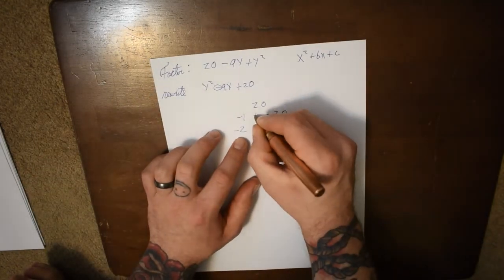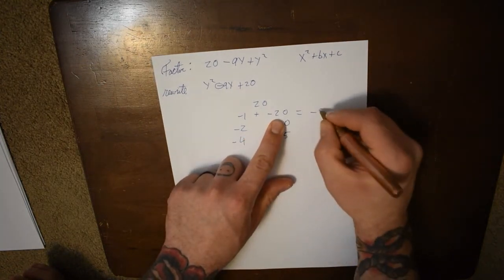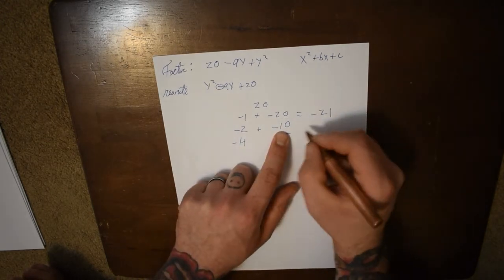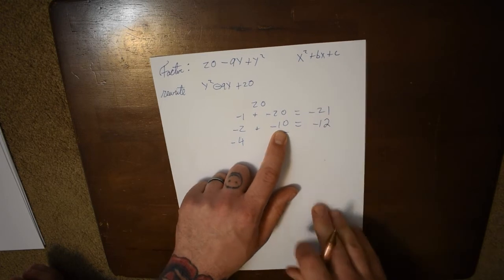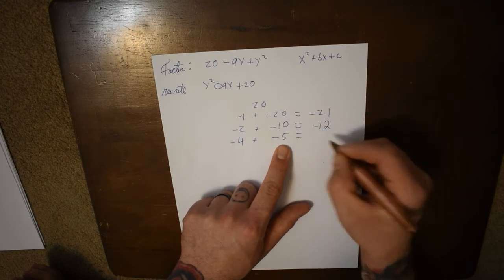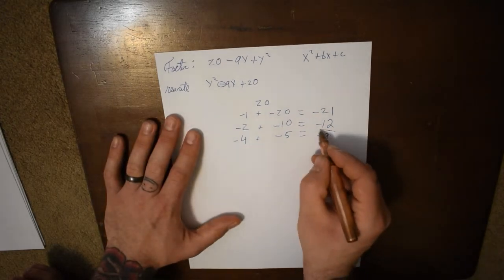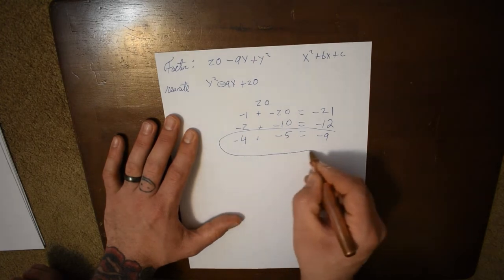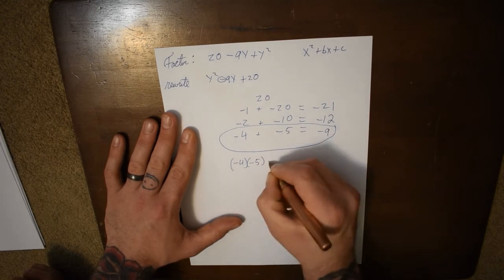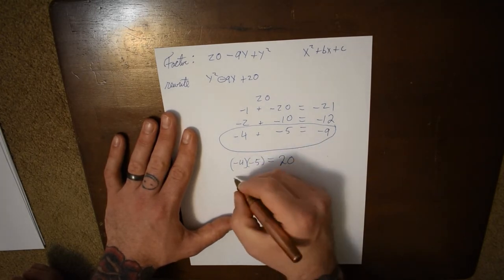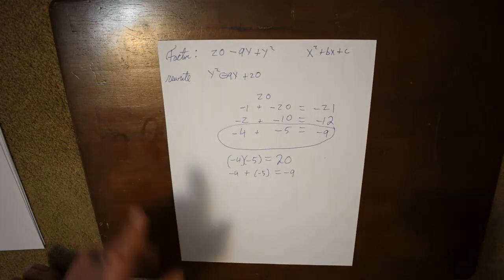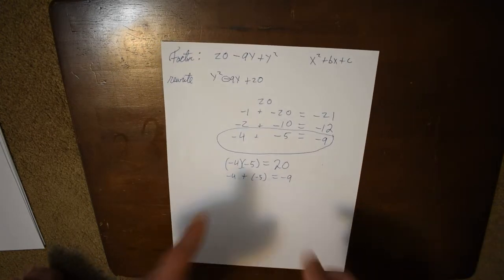Well, negative 1 plus a negative 20 is equal to a negative 21. A negative 2 plus a negative 10 is equal to a negative 12. And a negative 4 plus a negative 5 is equal to a negative 9. There we go. That's what we're after. We know that negative 4 times negative 5 is equal to a positive 20, and we know that negative 4 plus a negative 5 is equal to a negative 9. These are the conditions we were after.